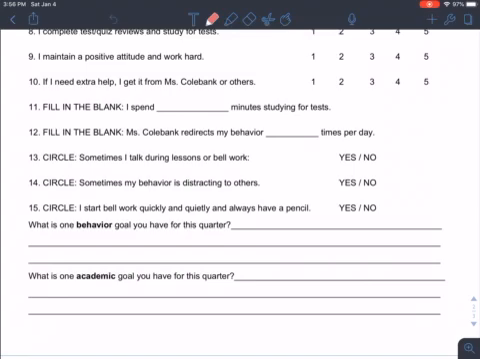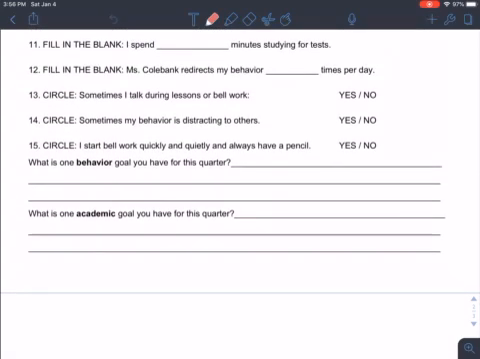Okay. And then here's where I really want you to think about this. Give me a long goal. Give me a specific goal. What is one behavior goal you have for this quarter? Okay. Behavior. So something you're doing in class. Honestly, for a lot of you, a great behavior goal would be, when the bell rings, I am in my assigned seat working on bell work. That would be a great goal for most of you.